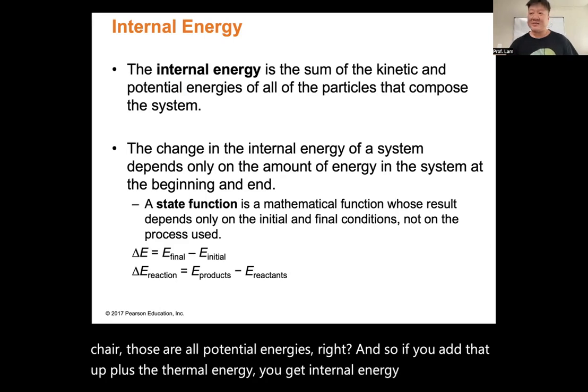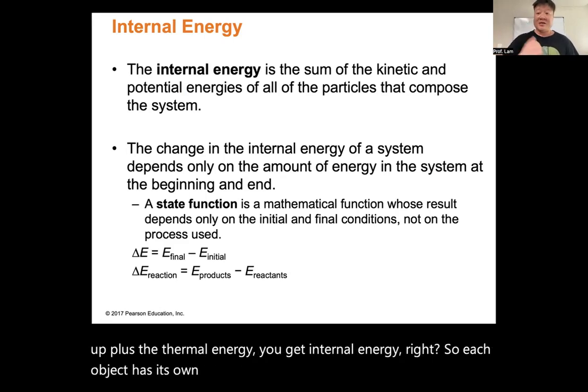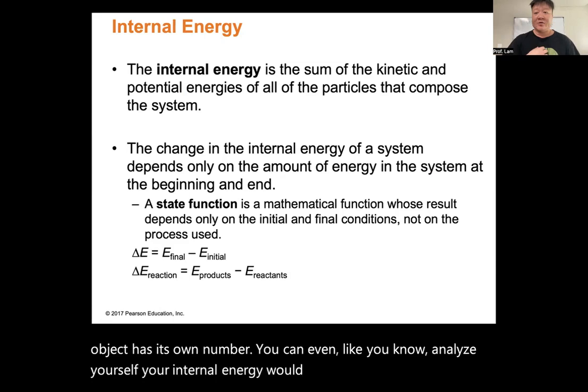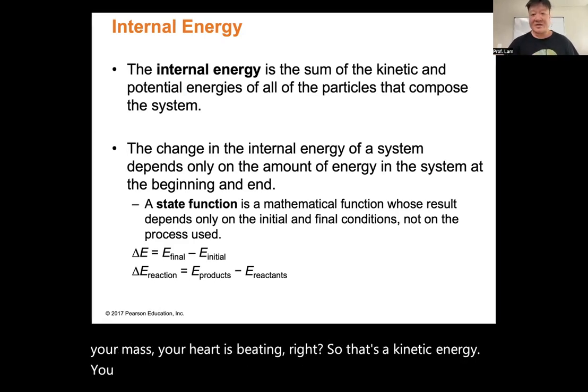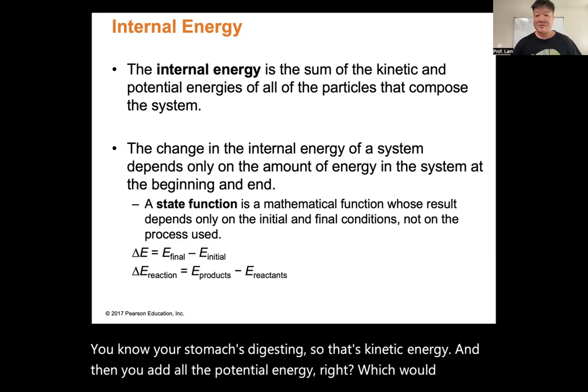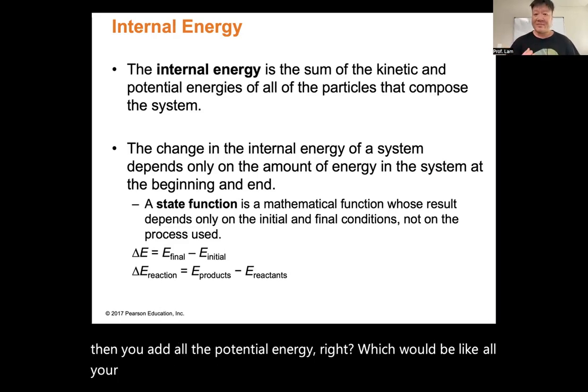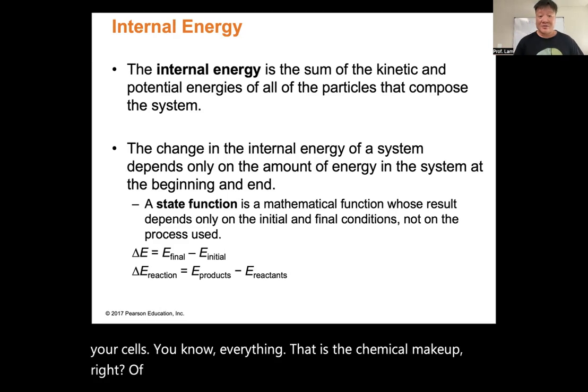So each object has its own number. You can even analyze yourself. Your internal energy would be, your heart is beating, so that's kinetic energy. Your stomach's digesting, so that's kinetic energy. And then you add all the potential energy, which would be all your cells, everything that is the chemical makeup of you. So that would be your internal energy.